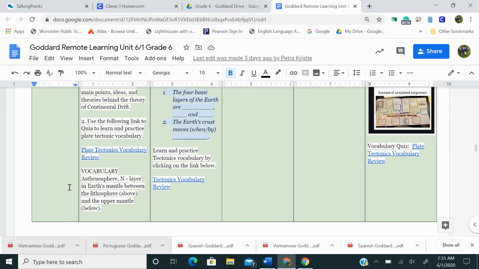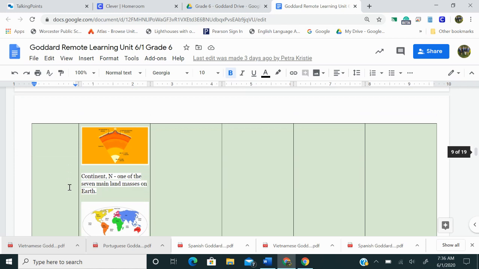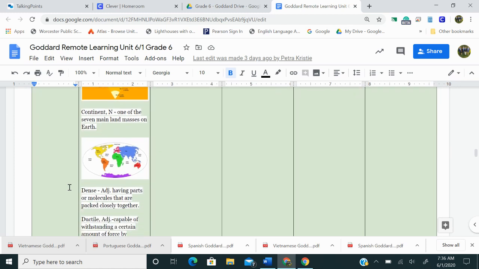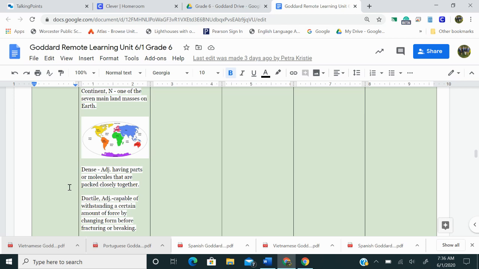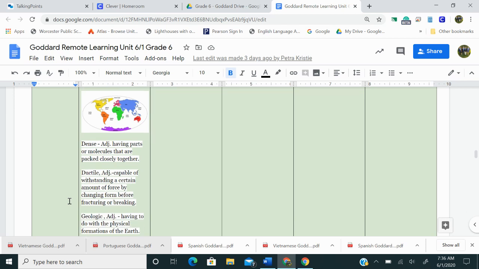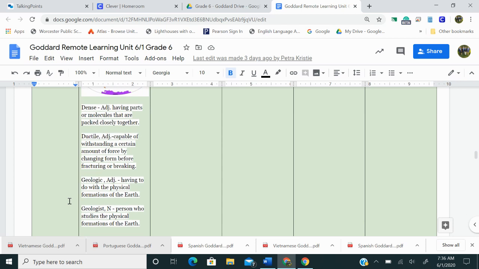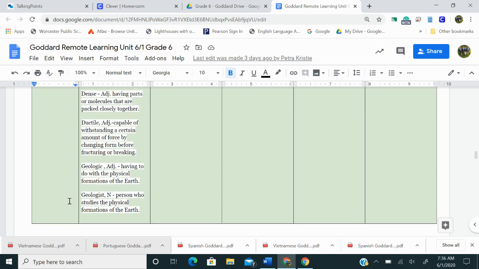And here is your vocabulary. Asthenosphere, which is a layer in the Earth's mantle between the lithosphere and the upper mantle. There's a little visual there. Continent is one of the 7 main land masses on Earth, and there's a visual. Dense means having parts or molecules that are packed closely together. Ductile means capable of withstanding a certain amount of force by changing form before breaking. Geologic is having to do with the physical formations of the earth. And geologist is a person who studies the physical formations of the earth.